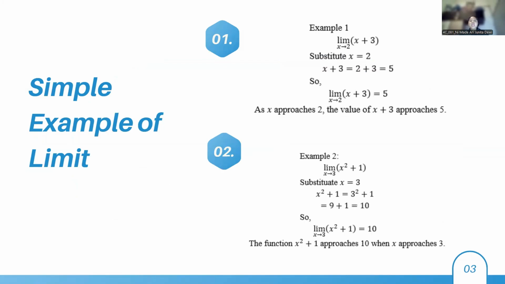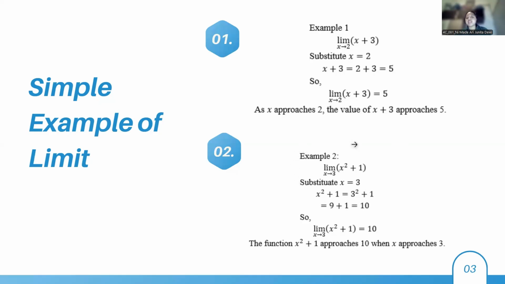Now, let's solve the first example. Find the limit as x approaches 2 of x plus 3. This is a simple limit problem. We can solve it by direct substitution. Because x approaches 2, we substitute x equals 2 into the expression. So we get 2 plus 3 equals 5. Therefore, the limit is equal to 5. This means that as x approaches 2, the expression x plus 3 approaches 5.